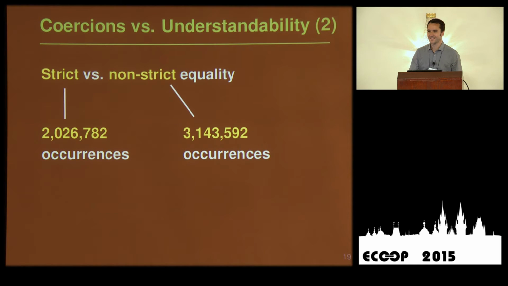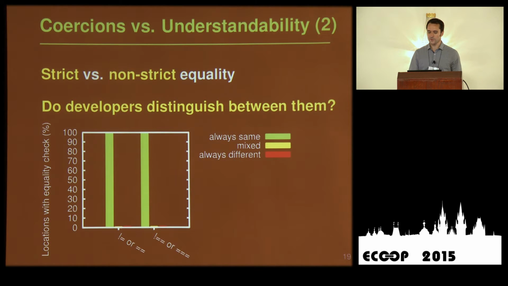Well, not really. Most of the cases where you see equality checks actually are non-strict, but there are also strict ones. So maybe developers do this on purpose. If you know that the two operands may have different types, then it could be a reason to use non-strict equality, assuming that you understand the semantics. So we looked at how many different types we find for these equality checks. And interestingly, both for strict and for non-strict equality checks, almost always both operands are of the same type.